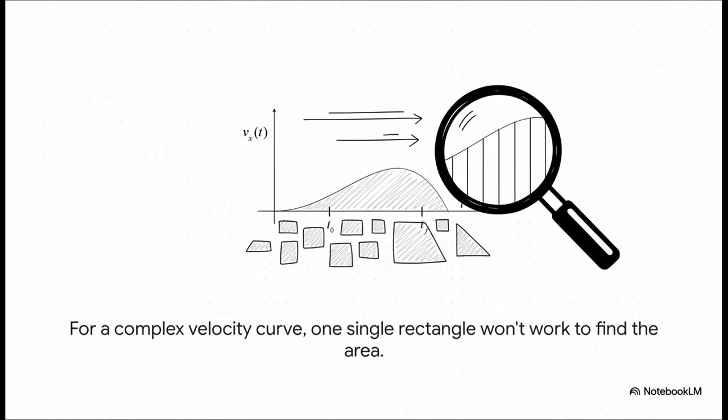Take a look at this graph. I mean, the velocity is changing like crazy here. There's no simple shape, no rectangle or triangle that's going to fit that. It seems impossible to figure out the area, right?